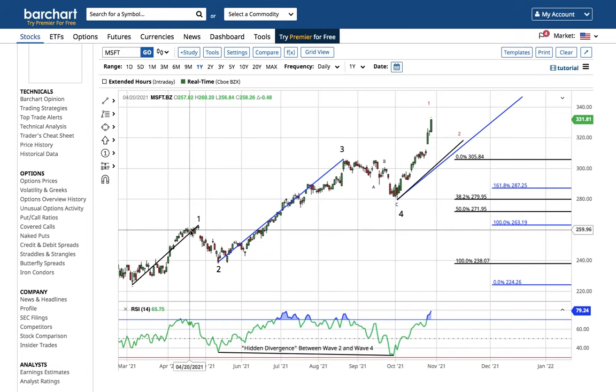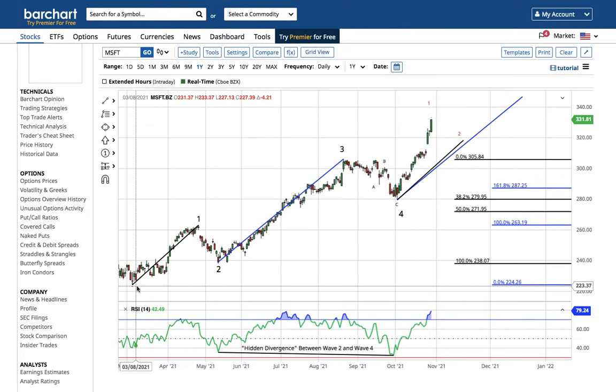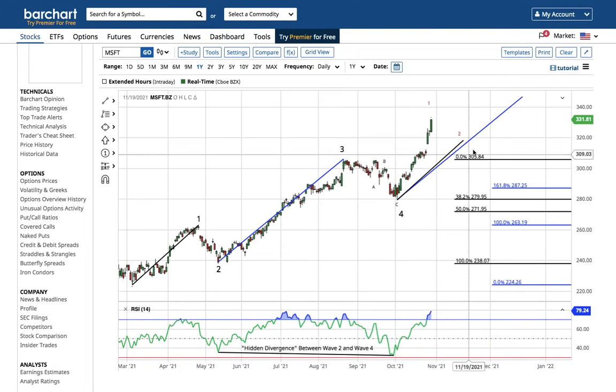Wave 1, placed at the wave 4 low, has been passed. So wave 5 is not going to be the length of wave 1 placed at the wave 4 low. Wave 5 is going to be the length of wave 3, at least, placed at the wave 4 low. And it could go past that, to be honest, but let's be conservative. If this is the wave 5 in progress, then this is probably wave 1 of wave 5.